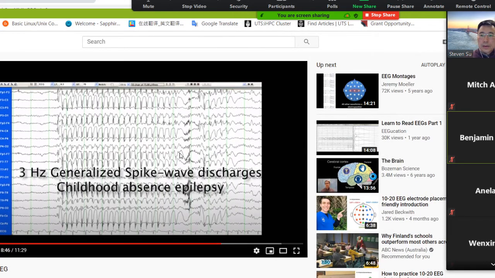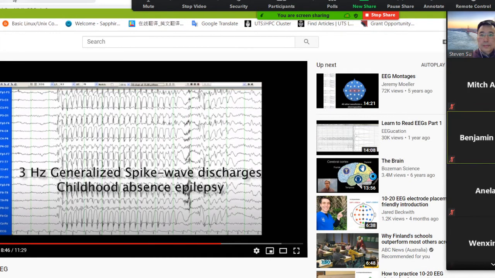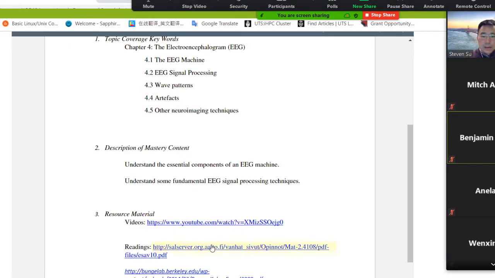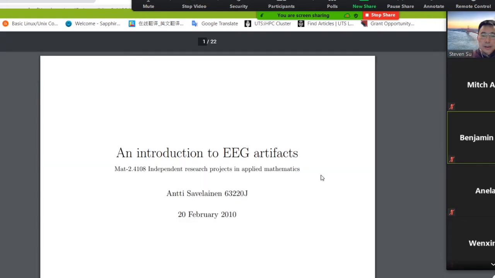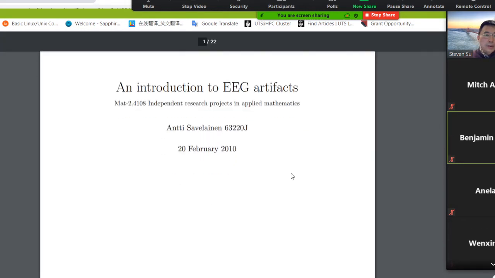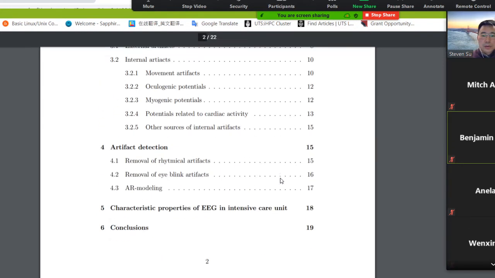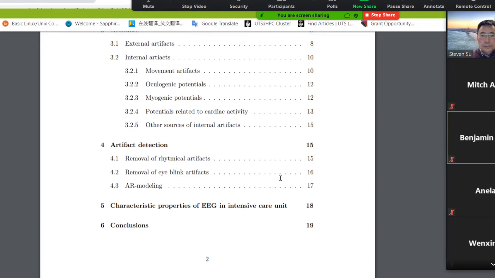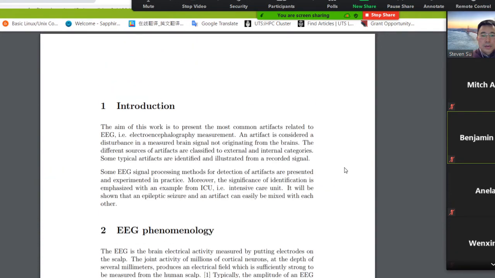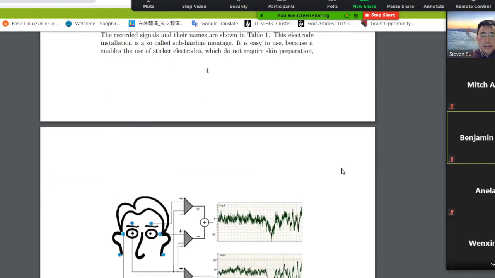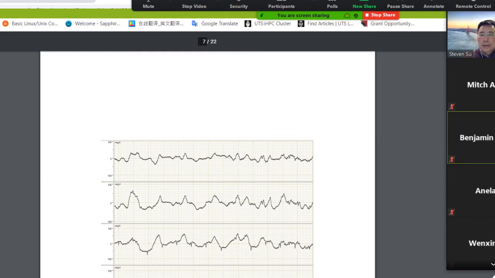So this is for the EEG, and we also have reading material. This is about EEG artifacts. There are lots of artifacts, so when you use EEG, you need to be careful. We sometimes even use an AR model to get rid of the disturbance, the noise. So I wish you to read this part as well.